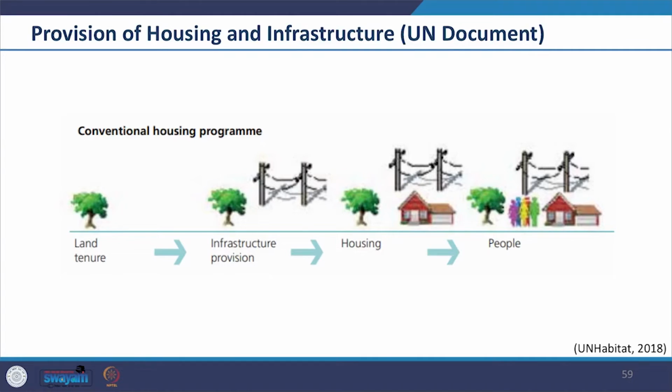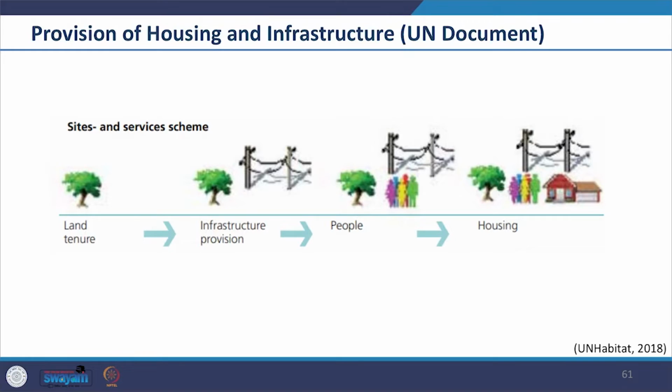You may see 4 ways in which provision of housing and infrastructure is done as per the study of UN, including both formal and informal housing. In the diagram, you can see how the housing program works. First, you assure land tenure, then infrastructure, then house construction, and then people come in. Whereas in the site and service scheme, first land is assured, then infrastructure comes in, then people come in, and the house is constructed.